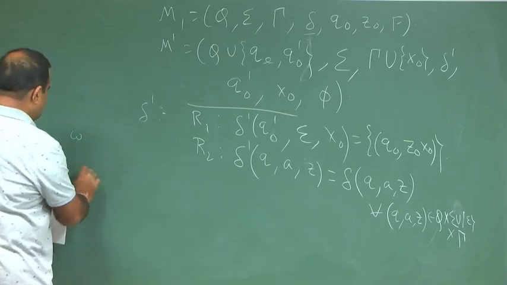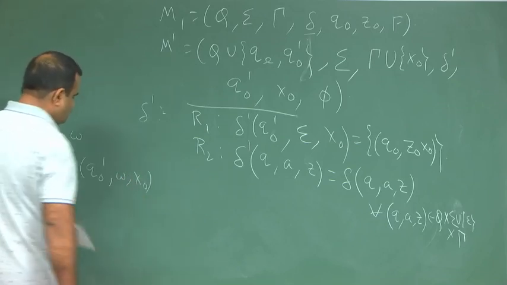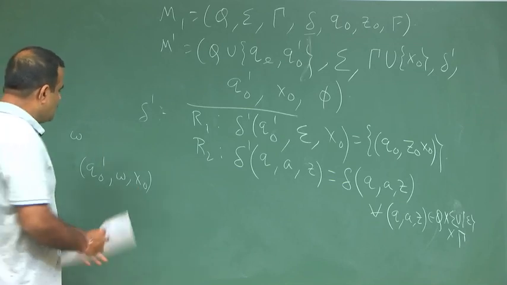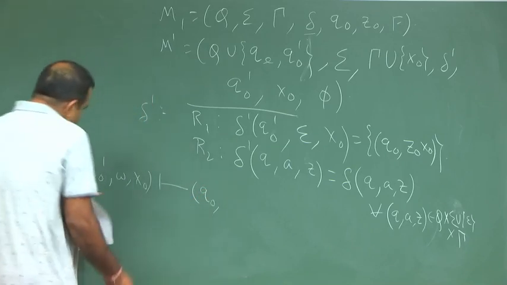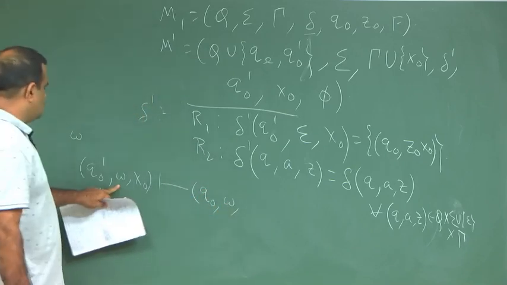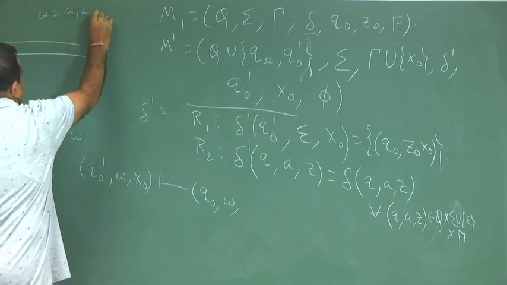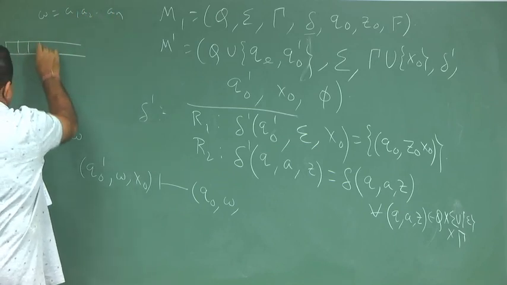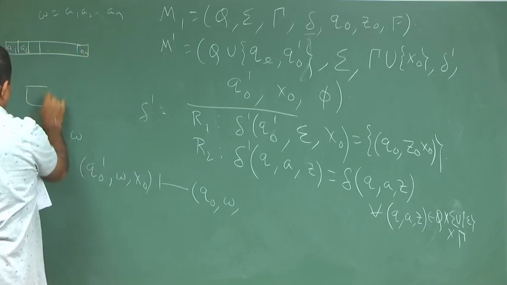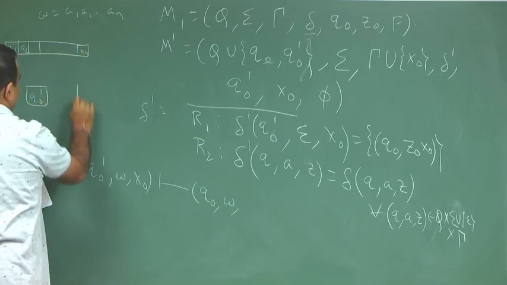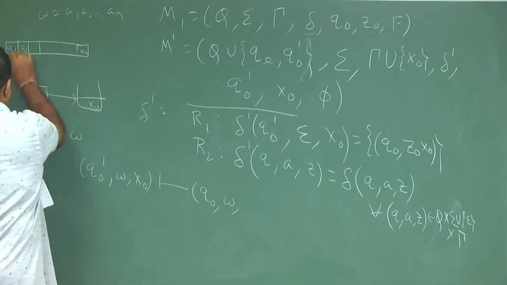Now, once W reaches here, we will have this. First we are starting with q0, W and X0. Now it will reach q0 with an epsilon move. We are not using W. So, this is the situation. W is here, say W is a1 a2 ... an. So, this is the tape, a1 a2 ... an. We are starting with q0 and our stack symbol is X0. This is pointing here and it is pointing here.